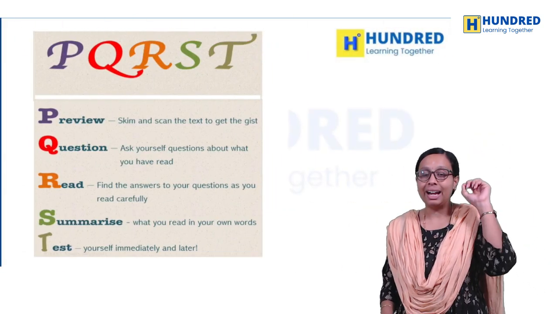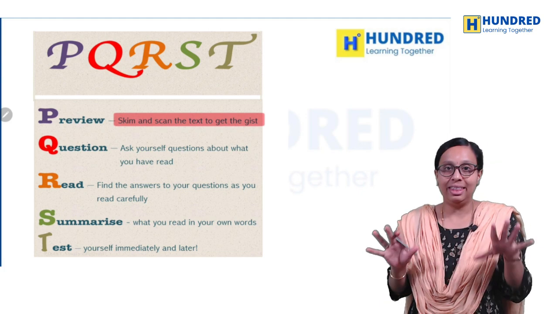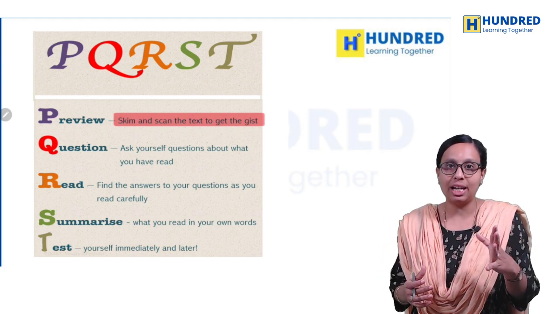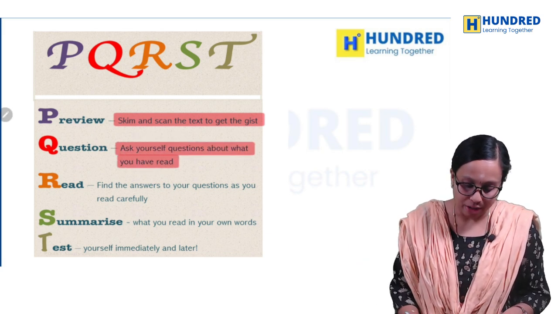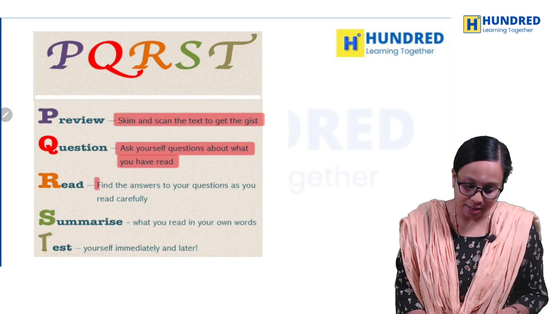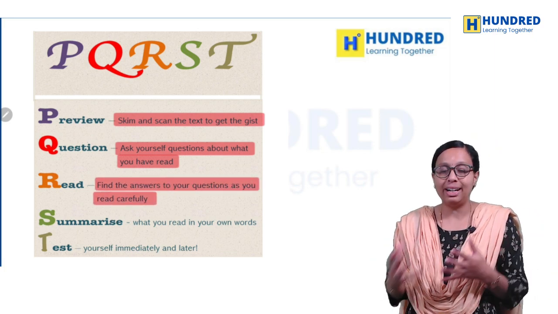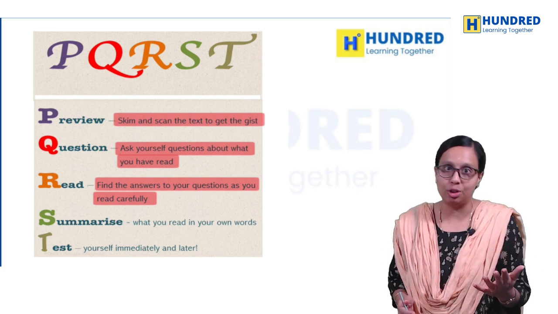So remember and understand the meaning. Preview, you'll only skim and scan the text. You'll only know the gist. You're not going to study it completely. At the first stage you're going to just go through it, and then you'll ask questions about what you have read, then find the answers for the questions. When you find the answers, you'll go through it carefully. Now you're reading it for the second time, which is going to be even more helpful for you, and you won't forget those concepts again.